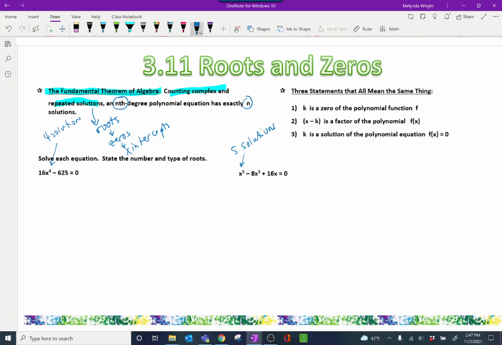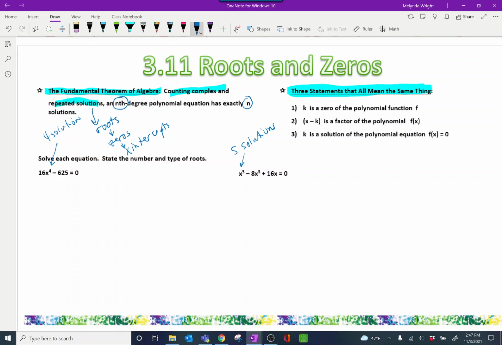And talking about vocabulary, we're really big into vocabulary, because if you don't know the words that I'm saying, you won't know what it means, what to do. So K, these 3 things mean the same thing. K is a 0 of the polynomial function f. X minus K is a factor of polynomial f. And K is a solution of the polynomial equation f equals 0. So those all are talking about the same thing.